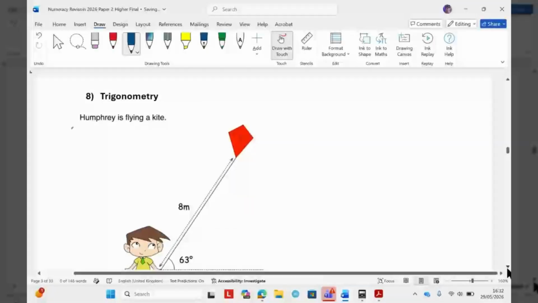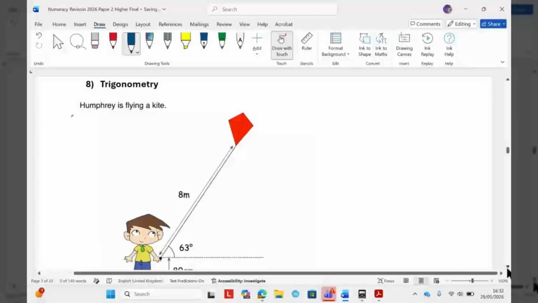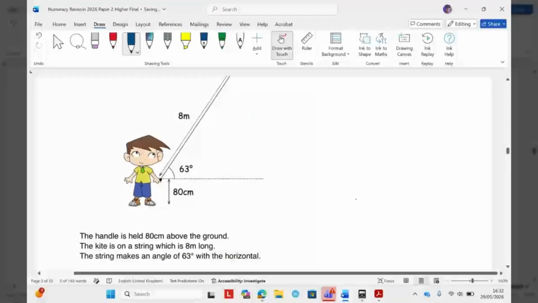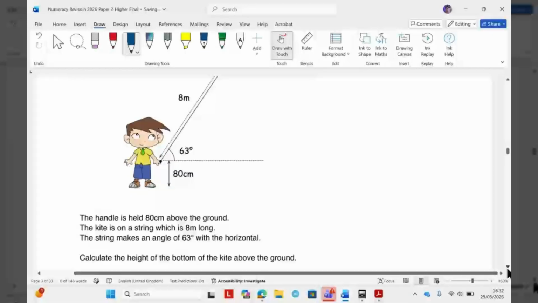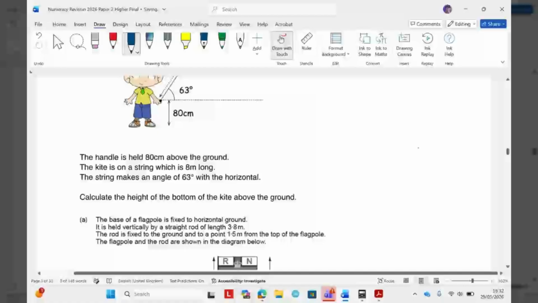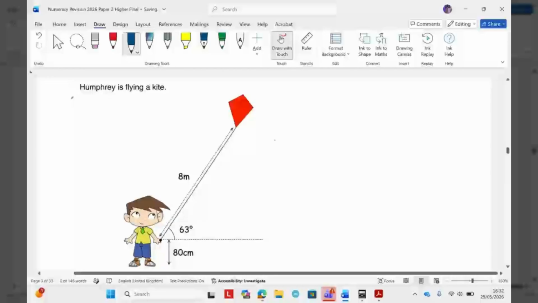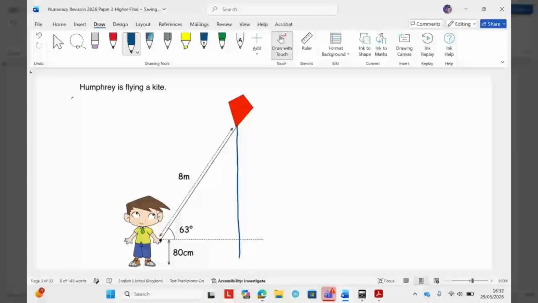Right, trig. Thank goodness we're here. Okay. Calculate the height of the bottom of the kite above the ground. Will do. Okay. We need the height of the bottom of the kite above the ground. But if we start with this, we just know that then we need to add this 80 centimeters on.